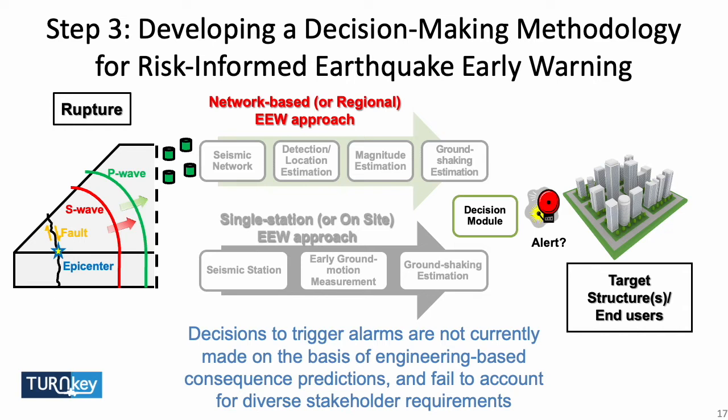The second limitation of conventional earthquake early warning decision-making approaches is that they fail to consider the stakeholder. What is the stakeholder prioritizing in terms of their decision-making? And if we can engage the stakeholder, maybe we could encourage wider adoption of earthquake early warning in general.